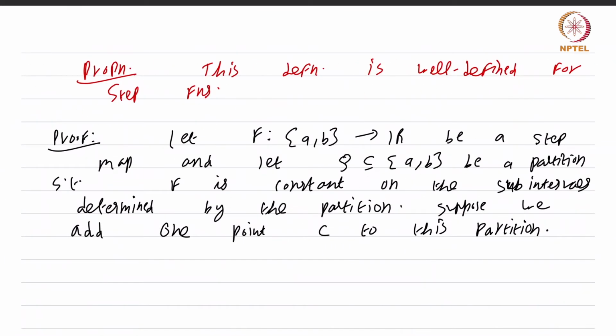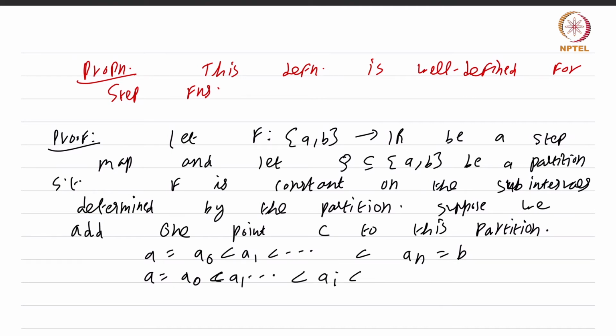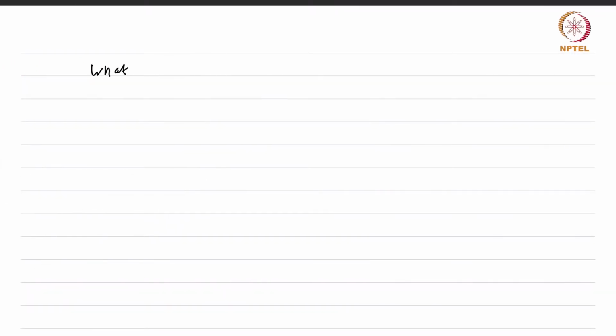Okay, so what happens if you add 1 point? Well, suppose the original partition was a equal to a0 less than a1 less than ... less than an equal to b. Let's say between ai and ai plus 1 we add this point c. So we have a equal to a0 less than a1 dot dot dot less than ai. We add a c in between here, less than ai plus 1 less than dot dot dot less than an equal to b. In one of the subintervals we have added a single point. Well, what is star with respect to this new partition? What does star evaluate to?